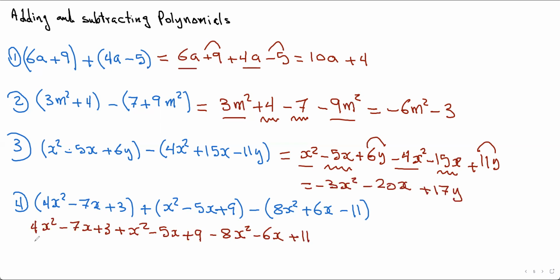Now let's collect like terms, the 4x squared, the positive x squared, and the -8x squared. And then a wiggly line under anything that has an x in it. And then we just put a little hat on the constants. Constant is a number that doesn't have a variable. So now let's start doing this. 4x squared minus 8x squared. Remember, jump over, okay? 4x squared minus 8x squared gives me -4x squared. And then -7x.